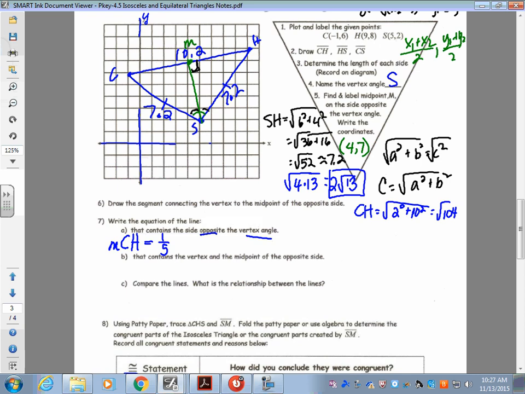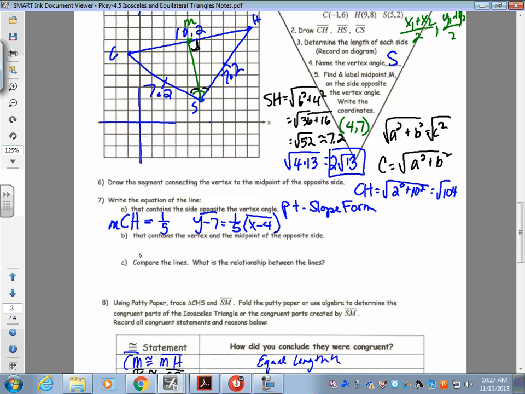Then we're going to use point slope form, because we have the midpoint, which is 4, 7. And now I'm just going to say y minus 7 equals 1 over 5, parentheses x minus 4. And that's my equation for CH. Yes, sir? Why is it not negative? Well, is that line decreasing? You read from left to right. Oh, I thought you meant the midsection. No, it says first to do the side opposite the vertex. So we need to do this side, CH. Oh. On the second one, then it is decreasing, yeah.